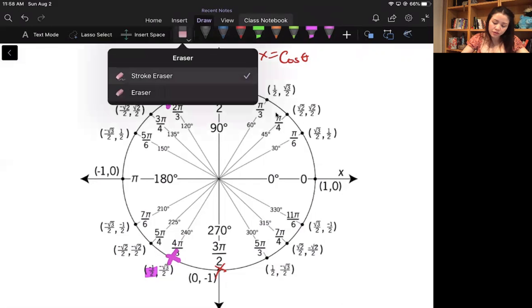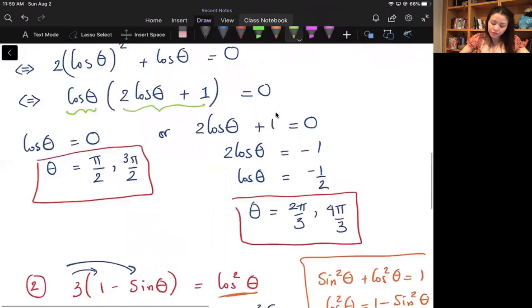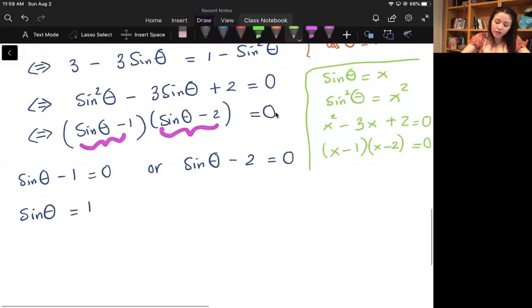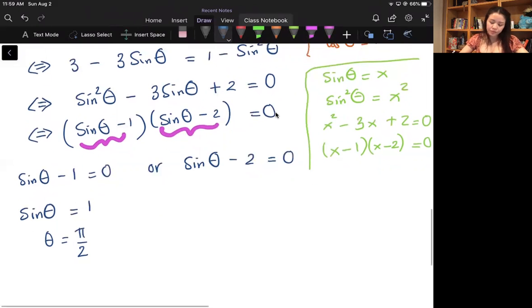So let me erase. Right here, right? So sine theta equal 1 when theta equal to 90 degrees or pi over 2. Right? Okay, now the second one, sine theta minus 2 equals 0.